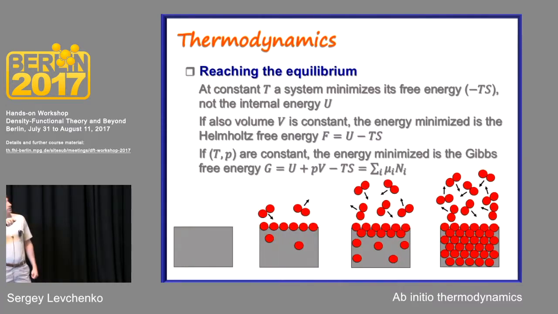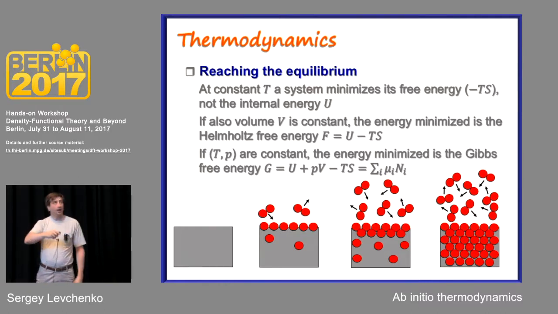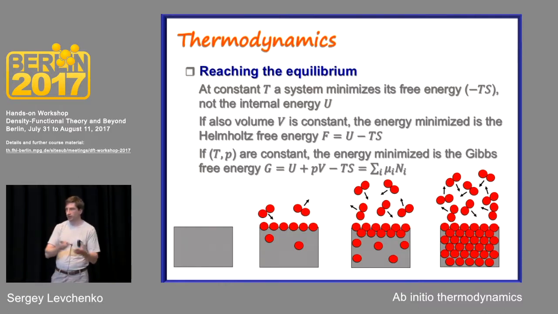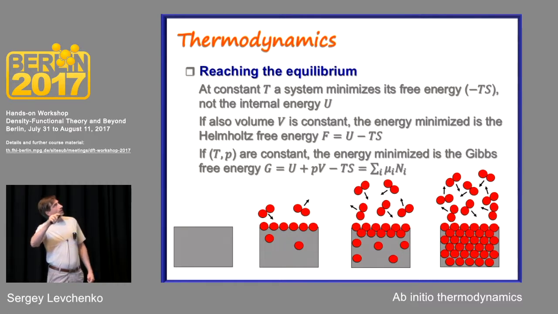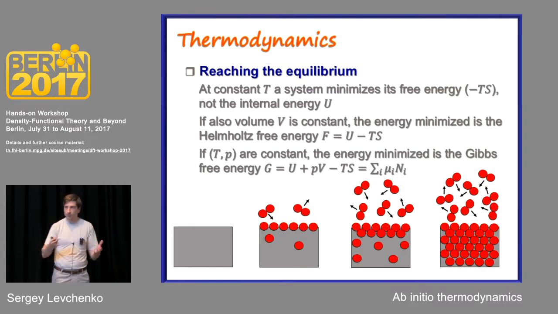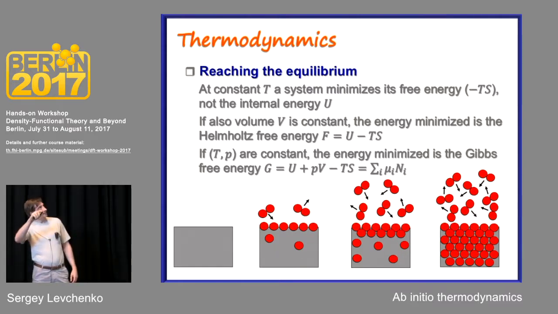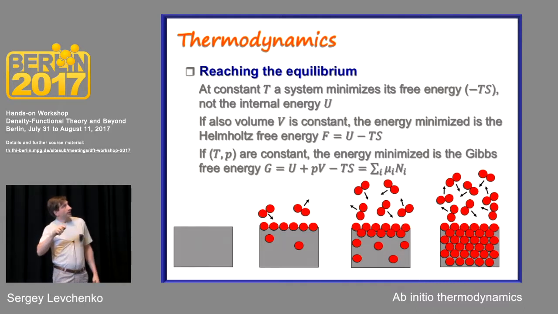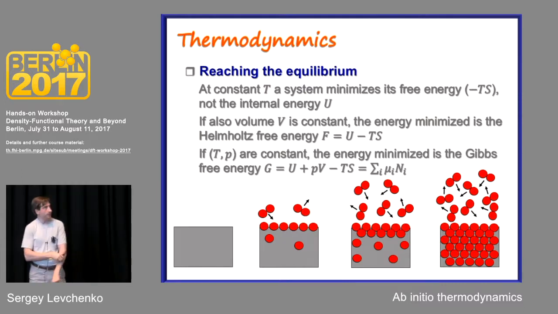So why are these potentials important? Because at constant temperature, the system minimizes not the internal energy, which we minimize, for example, when we do the electronic structure, the atomic relaxation in our calculations, but it minimizes the free energy. If also the volume is constant, then the energy that is minimized is the Helmholtz free energy. But if temperature and pressure are constant, which are typical conditions when we study, for example, surfaces in some gas atmosphere, then the energy that is minimized is the Gibbs free energy, which is also expressed as the sum of chemical potentials times the number of the given species.